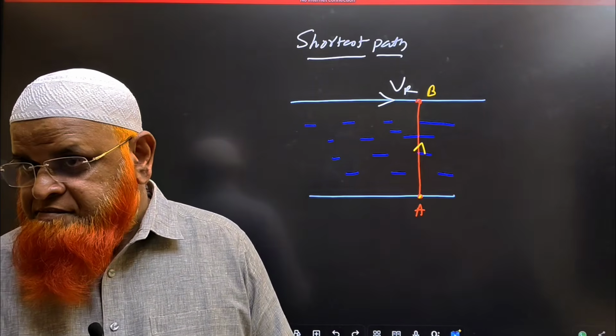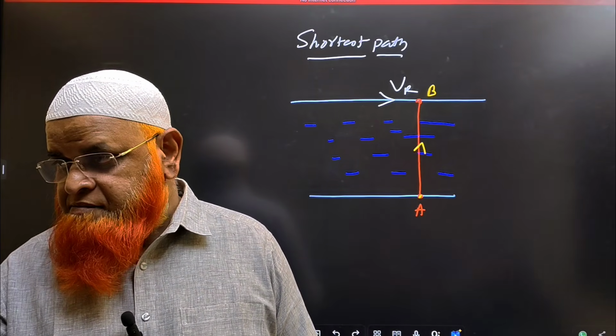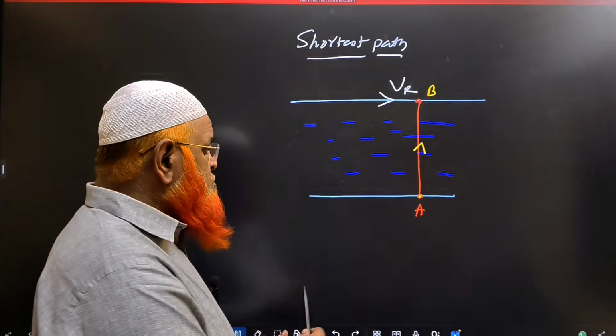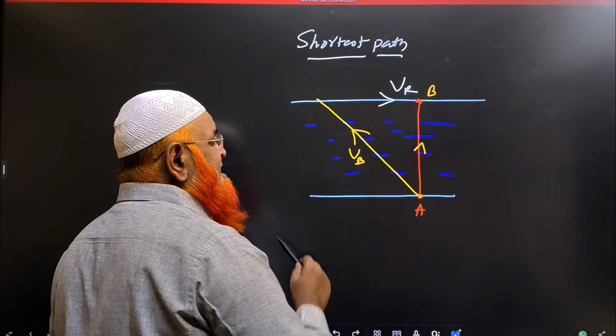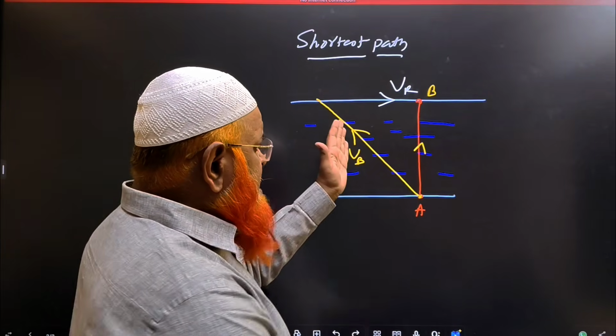How do you have to go? Tell me. How do you have to aim, my dear? Very good. So you have to aim in this direction. Your boat should row in this direction. Then the water will push you and take you like this.